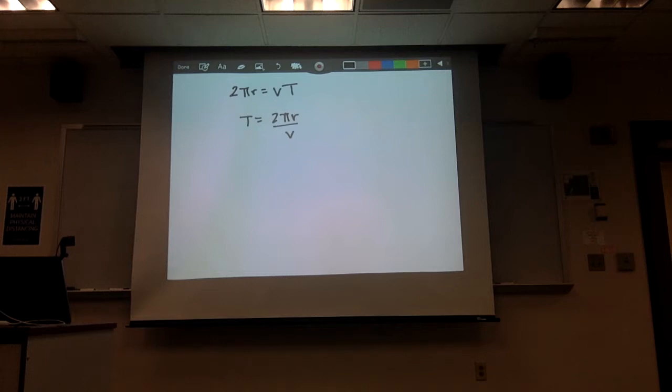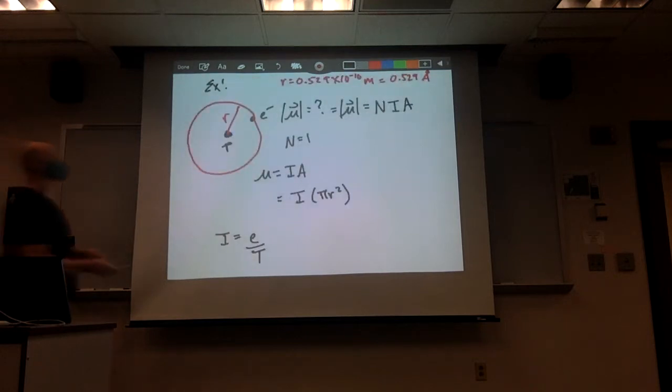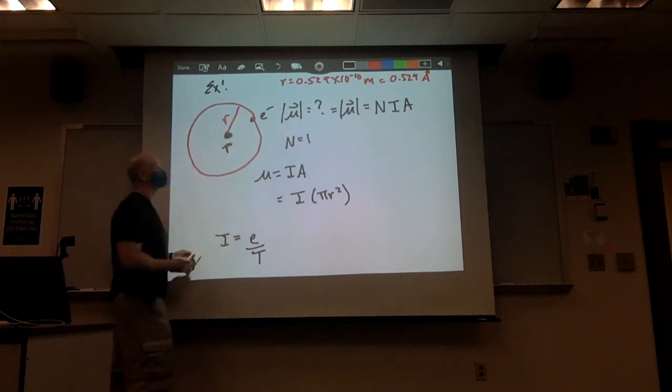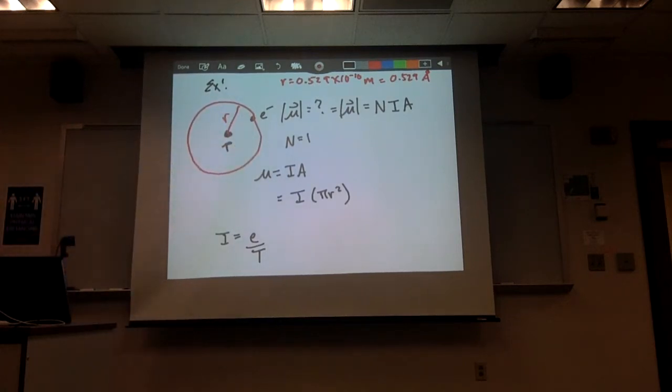So now what I need to know is, what is the velocity? How are we going to get the velocity? Well, we know this thing is going around the proton with a constant speed, which means that it's going to have some sort of centripetal acceleration. So it's going to be pointing towards the center. So this is a_c.